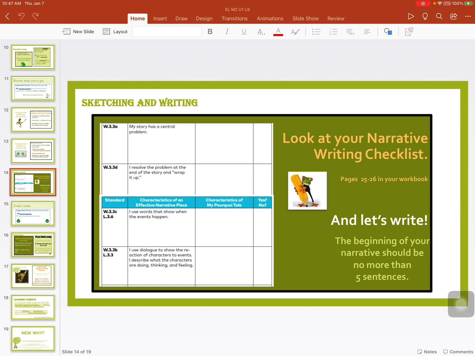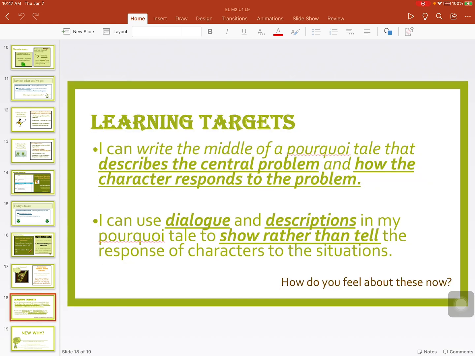On W3.3a, my story has a central problem. W3.3d, I resolve the problem at the end of the story and wrap it up. W3.3c and L3.6, I use words to show when the events happen. W3.3b and L3.3, I use dialogue to show the reaction of the character to events. I describe what the characters are doing, thinking, or feeling.